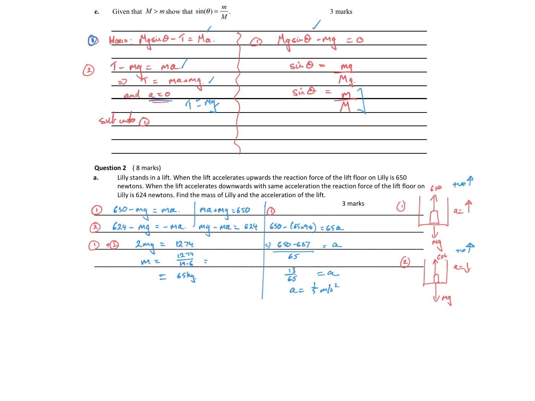All right, so let's just go with system 1. Acceleration is acting up, so we'll make positive as up. So I get 650 newtons minus mg is equal to ma. System 2, again, keep positive up. I've got 624 newtons, again, minus mg is still equal to ma, but acceleration is downwards this time, so we're going to have minus ma.